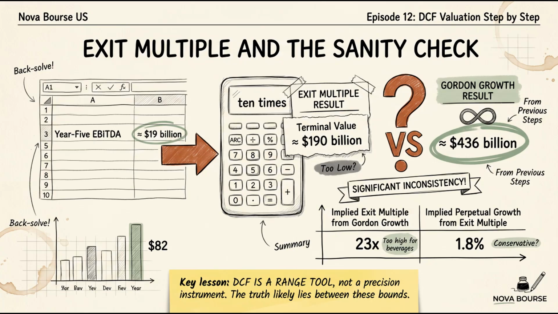The exit multiple method offers a sanity check. If we multiply our projected year 5 EBITDA of $19 billion by a conservative multiple of 10 times, we get a terminal value of only $190 billion. This is far lower than our Gordon growth result, signaling an inconsistency. If we back out the implied multiple from the Gordon growth value, it suggests a 23 times multiple, which is too high for the beverage industry. Conversely, a 10 times multiple implies a growth rate of only 1.8%. The truth lies between these bounds, which is why DCF is a range tool, not a precision instrument.